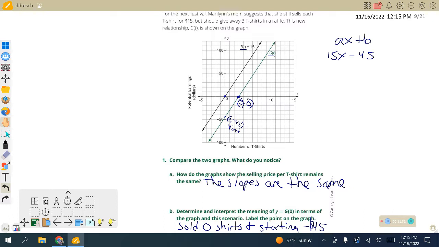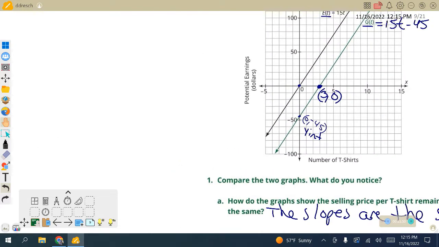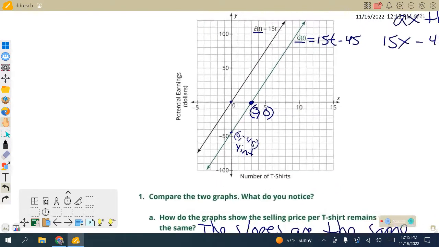Now, we've been using the variable T, haven't we? T for t-shirts. So off to the side now, let's put that out there. Instead of saying 15x minus 45, we're going to say what? 15t minus $45. So that tells me again, we're starting off in the hole, $45.